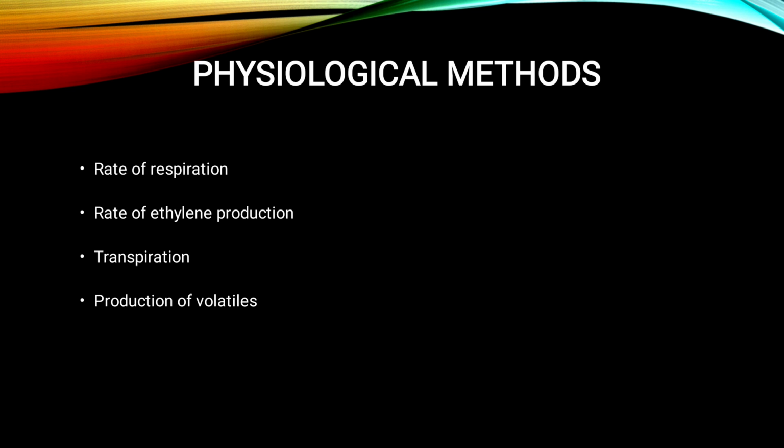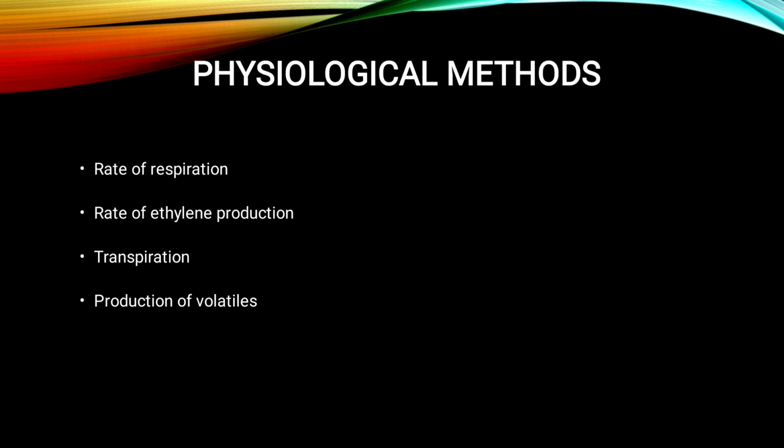Then there is transpiration. Already in the last video we have learned about the transpiration process. It is nothing but the loss of moisture content to the environment through cuticles and stomata present on the upper skin of the fruits or vegetables. And at last there is the production of volatiles. Volatiles means the flavor development. After proper development of all cells, there is a development of some volatile acids and oils which are responsible for the flavor of the respective fruit.